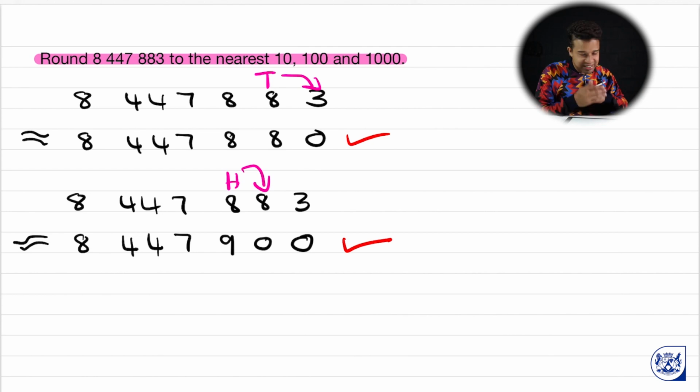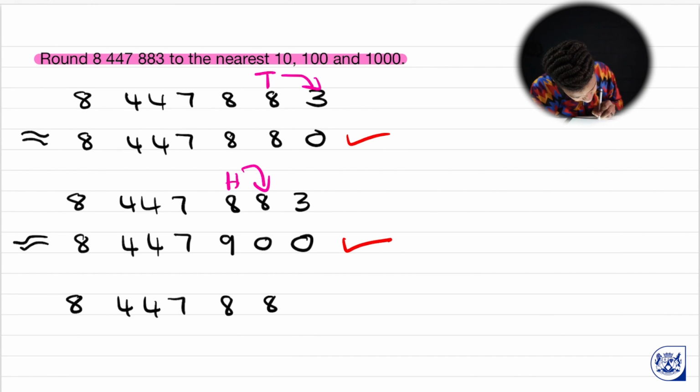And we will do the same thing again. Because we have to round the number off to the nearest 1000, we have to find the number that is in the 1000 place. So 3 is in the ones place, 8 is in the tens place, 8 is also in the hundreds place, and 7 is in the 1000 place. And now again, let's find the number next to it. Number next to it is 8.